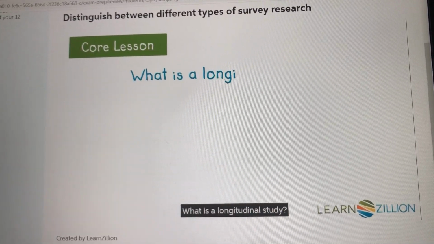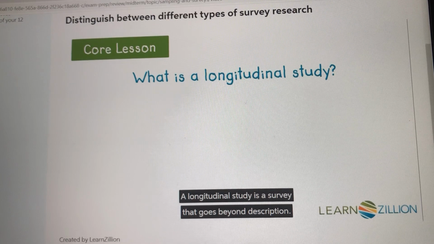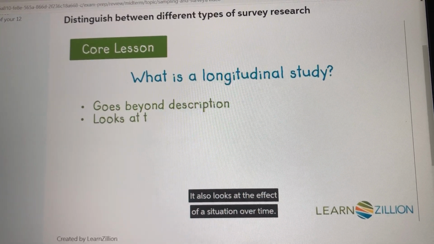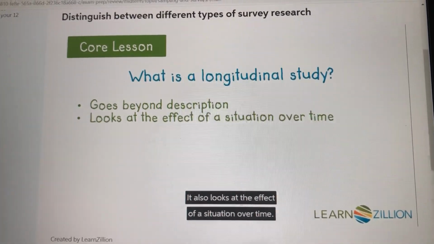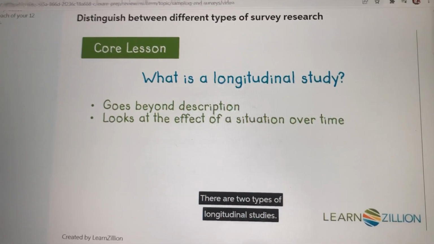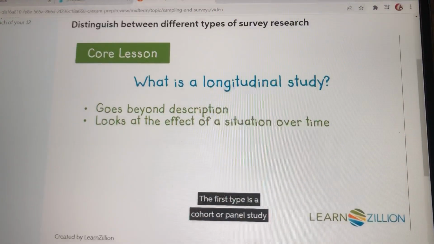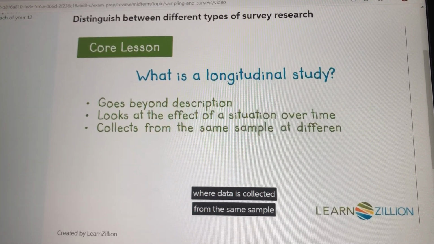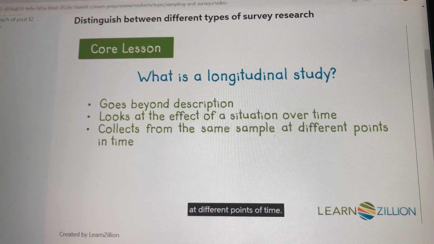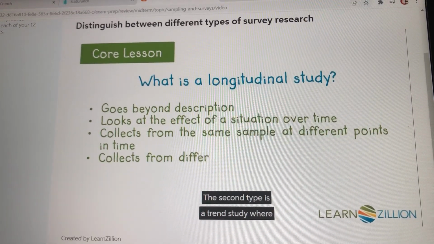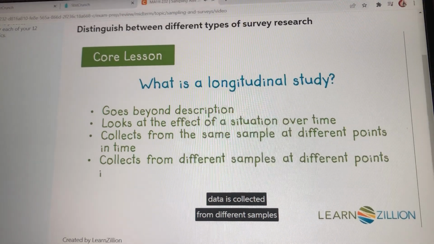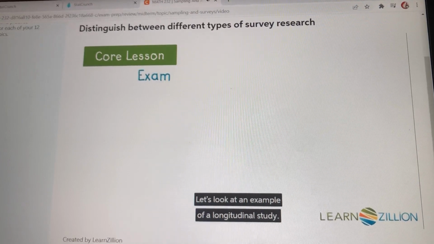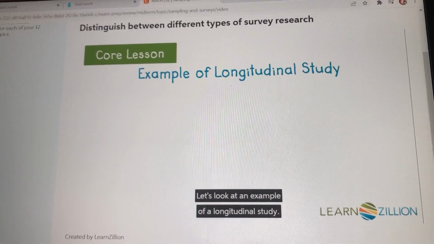What is a longitudinal study? A longitudinal study is a survey that goes beyond description. It also looks at the effect of a situation over time. There are two types of longitudinal studies. The first type is a cohort or panel study where data is collected from the same sample at different points of time. The second type is a trend study where data is collected from different samples at different points in time.